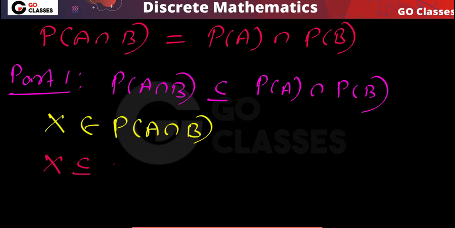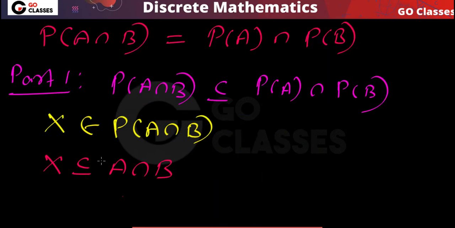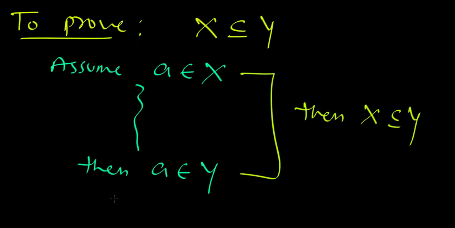This means x is a subset of A intersection B. This is what I am saying: if x belongs to the power set of S, then it means x is a subset of S. So I can say if x belongs to the power set of A intersection B, then x is a subset of A intersection B. And we have seen x is a subset of A intersection B. It automatically means that x is a subset of A and x is a subset of B. So this we can use.